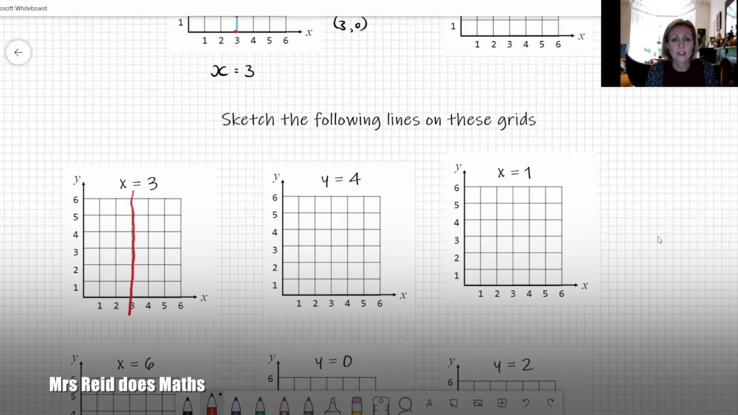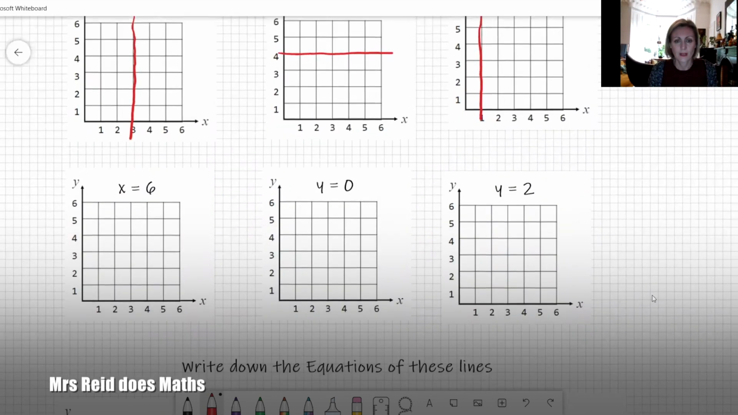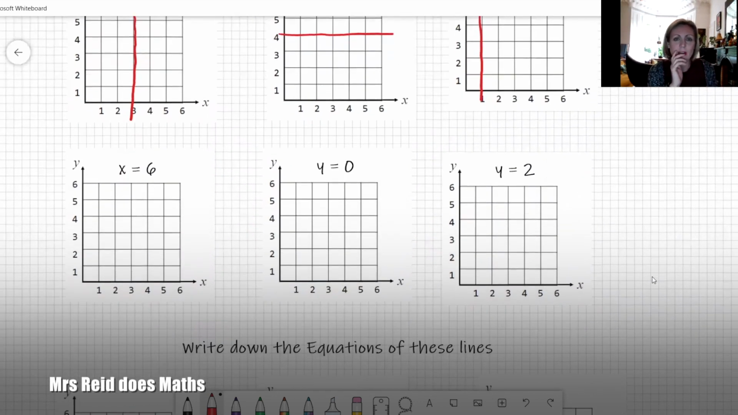Y equals 4 means it's 4 up in the y direction. So there, and just make sure that's parallel to the x-axis. X equals 1 is 1 across in the x direction, and again, parallel to the y-axis. Now, I know this is a video, so it's not ideal, but try and imagine what these lines are going to look like. The line x equals 6 is going to be 6 across in the x direction and parallel to the y-axis.